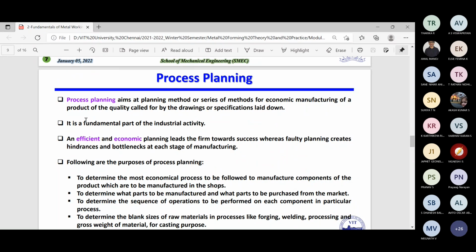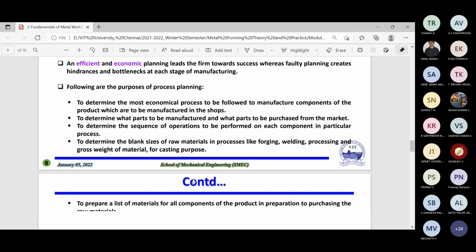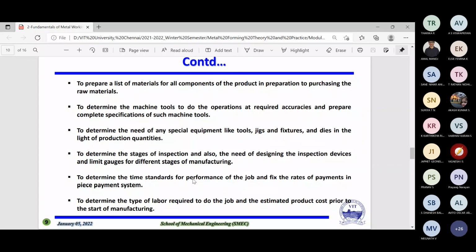So at the same time, you have to think about efficient and economic planning. These are the parameters you also have to think about. The other process planning parameters I also put here, many points. You can just have a look at this one. I put many things which relate to mechanical, so you can read when you have free time.